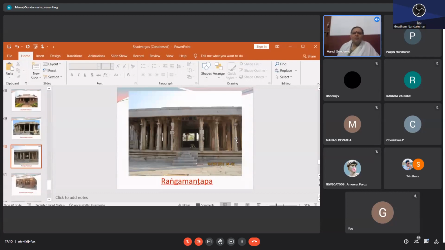Then we have the Ranga Mantapa. What are these Ranga Mantapas? Ranga Mantapas are those mantapas which have a stage or platform at the rear end of the mantapa, and that is why it is called so. Various cultural activities like the reciting of Vedas, reciting of Puranas, dancing, music, and all these things are conducted in a Ranga Mantapa.